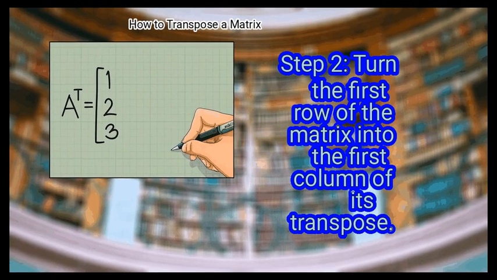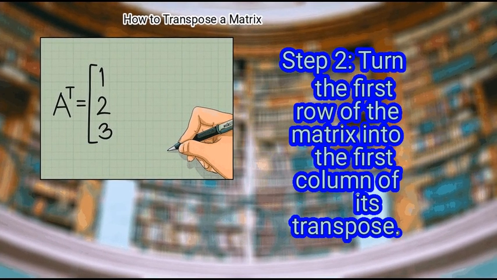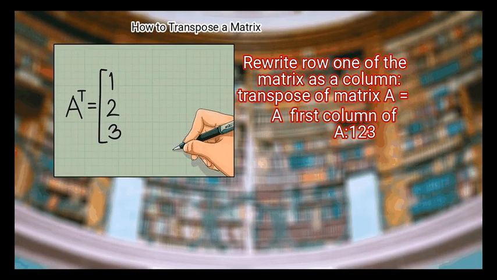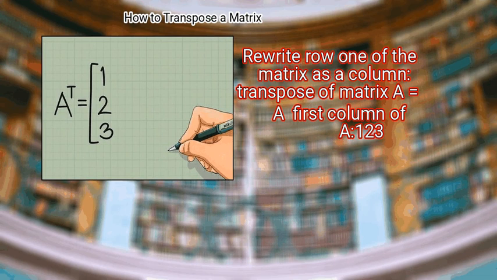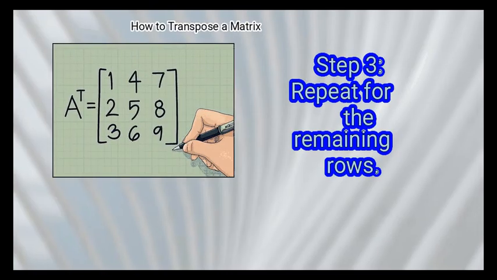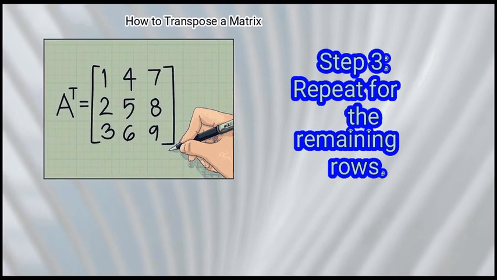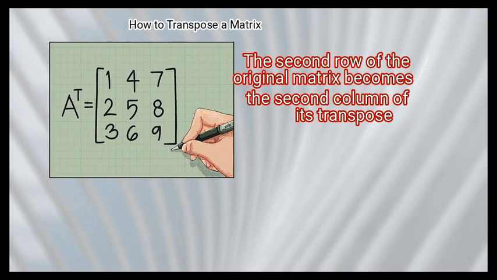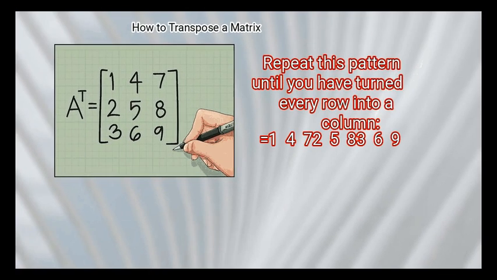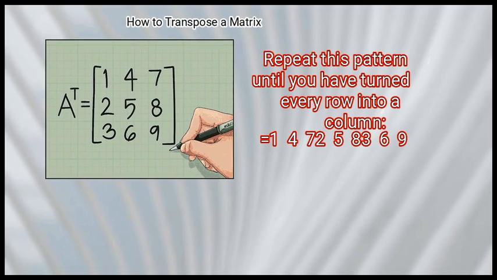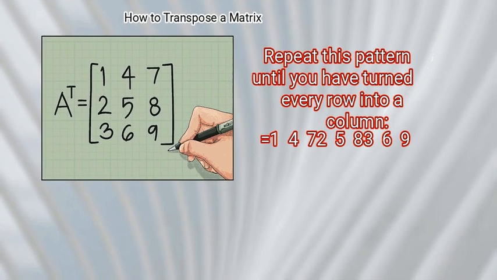Step 2. Turn the first row of the matrix into the first column of its transpose. Rewrite row 1 of the matrix as a column. Transpose of matrix A equals A^T, first column of A^T: 1, 2, 3. Step 3. Repeat for the remaining rows. The second row of the original matrix becomes the second column of its transpose. Repeat this pattern until you have turned every row into a column. A^T equals 1, 4, 7, 2, 5, 8, 3, 6, 9.